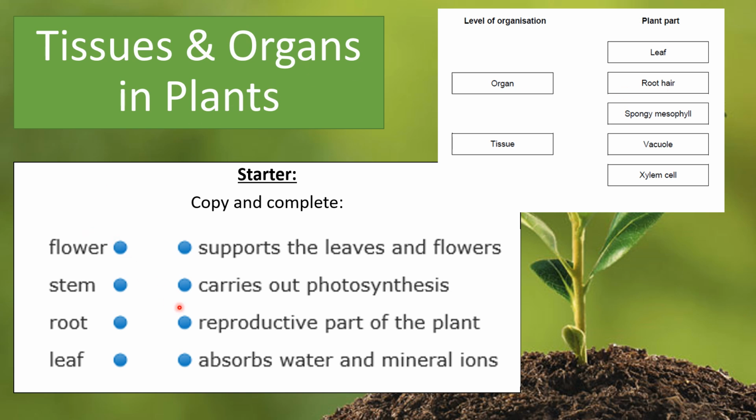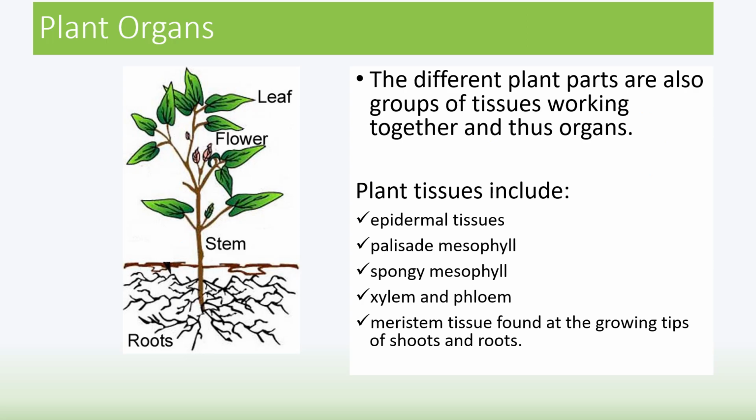So the flower you should know is a reproductive part. The stem is going to be supporting the leaves and the flowers. The roots absorb the water and minerals, and the leaf carries out photosynthesis. From this one, you could say the organ is the leaf, and tissues could be the spongy mesophyll.